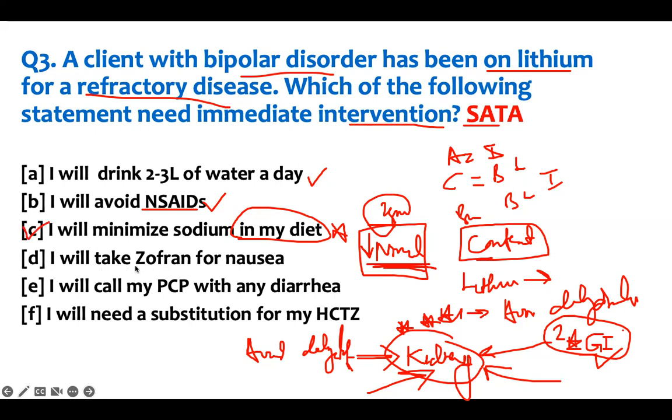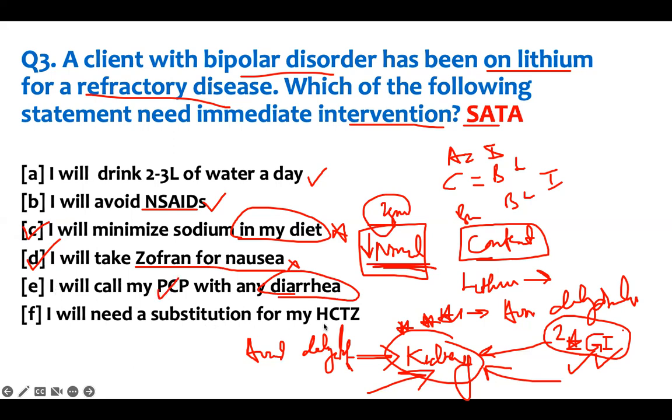I will take Zofran for nausea, negative. GI symptoms, that is an early sign of toxicity. Call your doctor or come to the emergency room. I will call my PCP with any diarrhea. Yes, GI symptoms, fluid loss. Therefore, calling is a good idea. You better call. So we don't need to intervene.